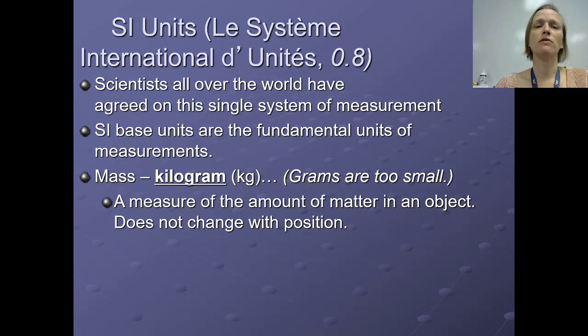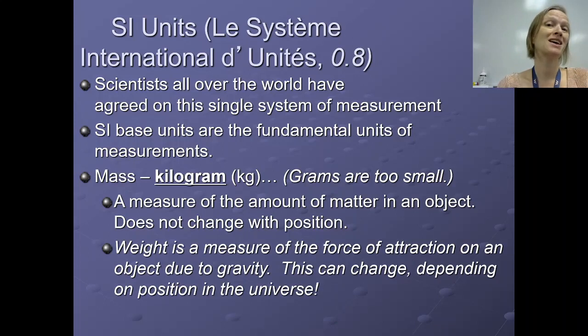Mass is a measure of the amount of matter in an object. It does not change with position, so it doesn't matter where you are in the universe. That is different to weight. Weight is a measure of the force of attraction on an object due to gravity. And therefore, weight changes depending on where you are in the universe, depending on how strong the pull of gravity is.